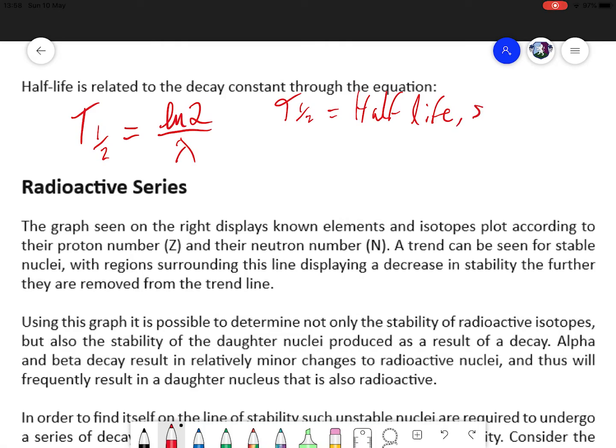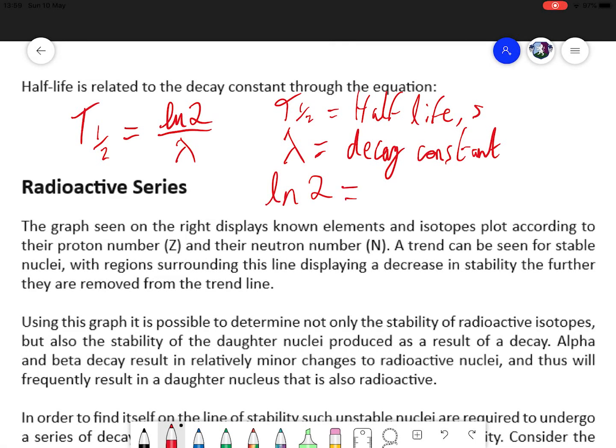As long as you keep time with the same units, it should work out. So don't think you have to convert every time. Lambda is our decay constant, and usually that's the reason you have to use this equation, to find the decay constant, which you can then use in the N or A equations we previously looked at.